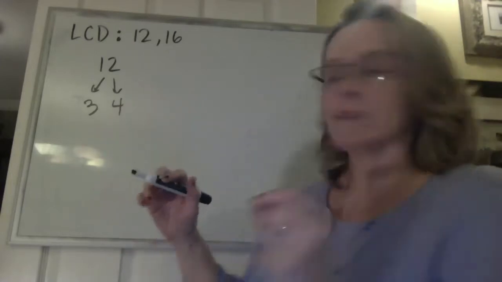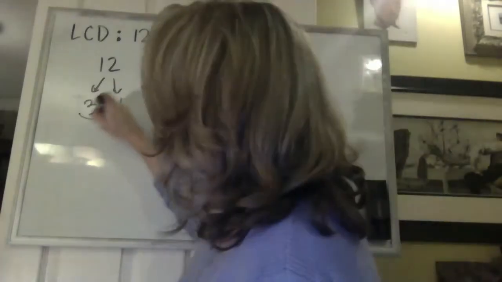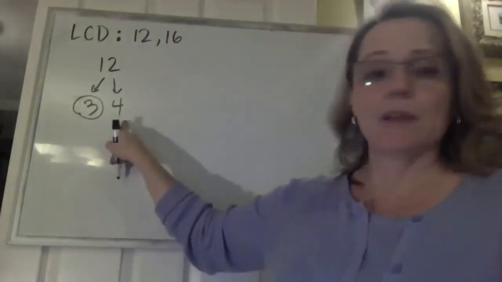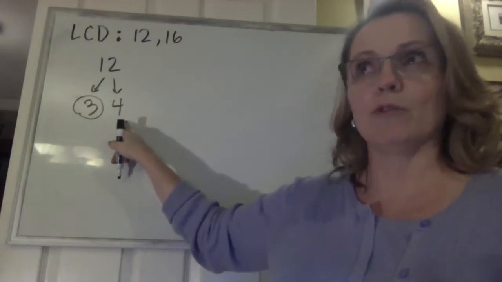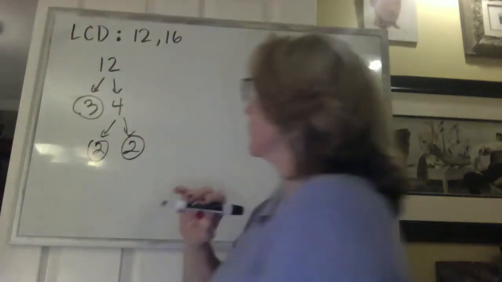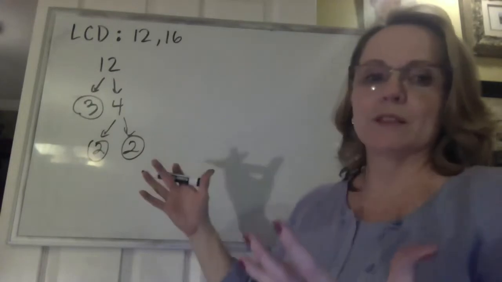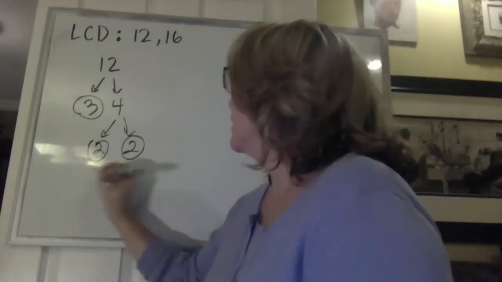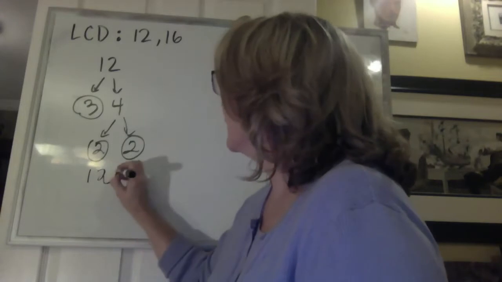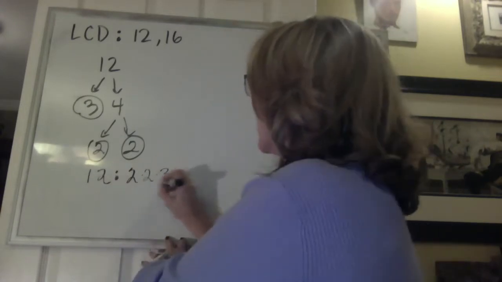What I'm looking for is this. I want to find any of these numbers that are prime. So 3 is prime, I'm going to circle that. 4 is not prime, it's composite, so I'm going to continue looking for yet another way to break that down. So 4 is going to break into 2 times 2. Those are both prime, so I'm going to circle both of those. Can you see that every branch now has a circle at the end of it, which means I'm done breaking this down. So I've got 12 is equivalent to 2 times 2 times 3.